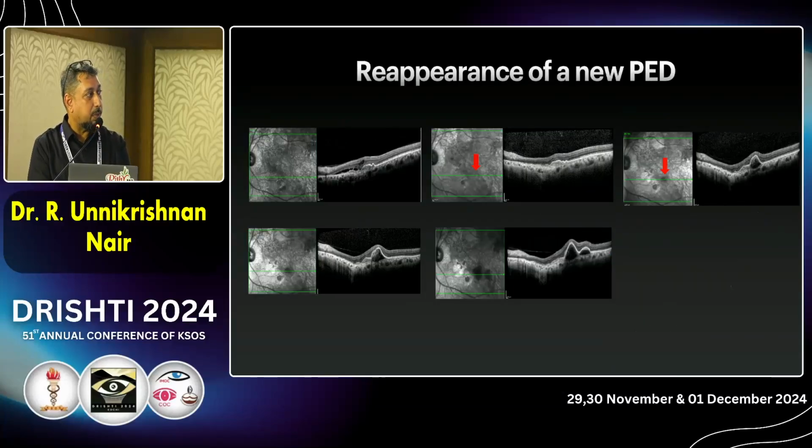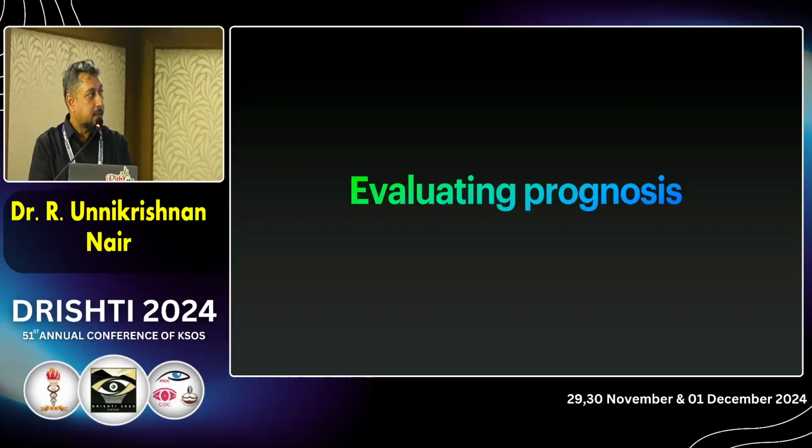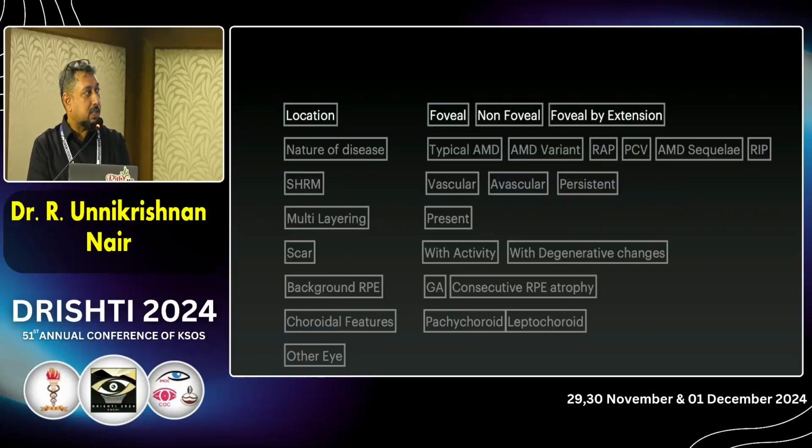So this is what you mean by a reappearance of a PED. The patient was flat and suddenly there is a PED, it increases, and it increases in volume by being multi-septate. Evaluating prognosis depends on the location, depends on the nature of the disease, whether it's typical, whether it's a variant, whether it's RAP, worse prognosis, PCV can have worse prognosis, or a RIP.